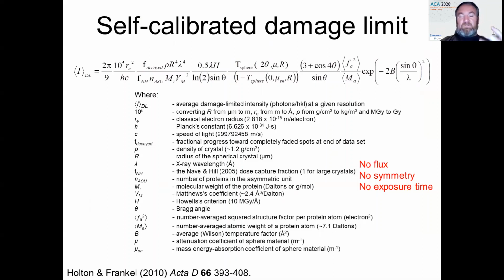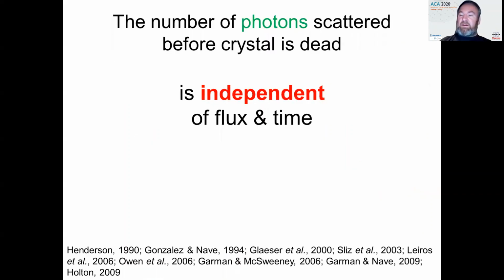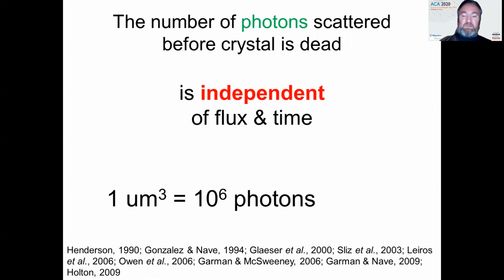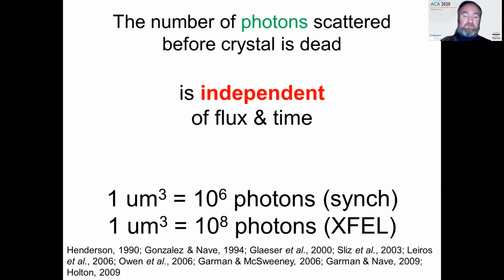Dose comes from photons per square micron, so does scattering. So the number of photons that you're going to get out of your sample before it dies is actually a fixed number for any given sample. It doesn't matter which beamline you're at. It's actually around 1 million photons per cubic micron of crystal under cryogenic conditions. And the only thing that seems to be able to break that is the XFEL.